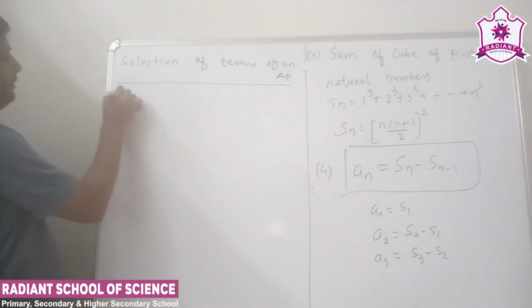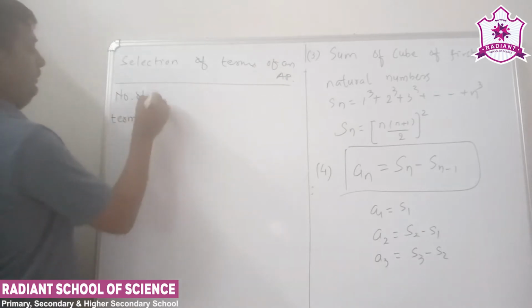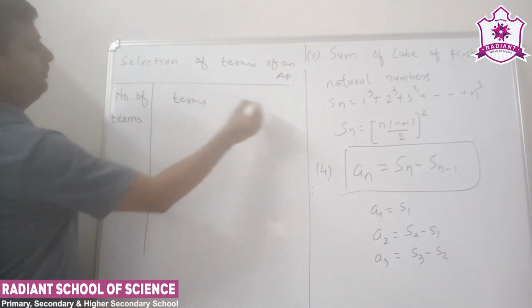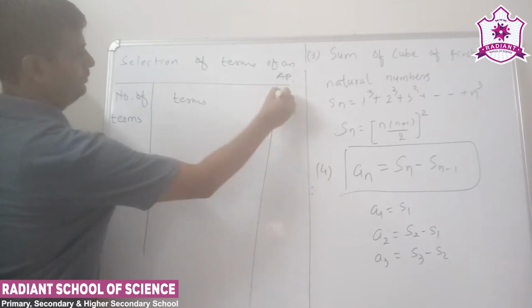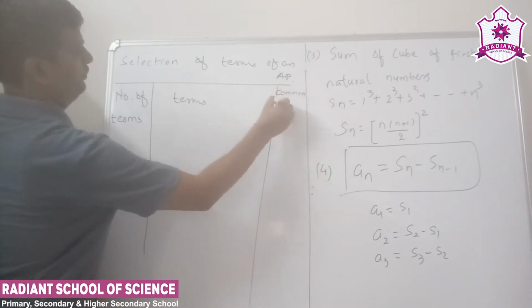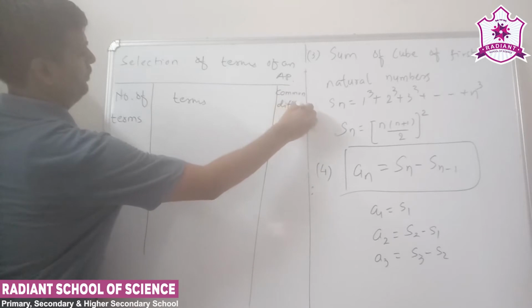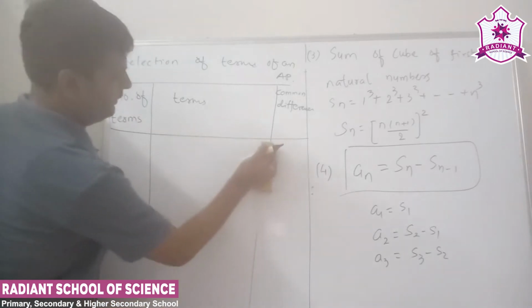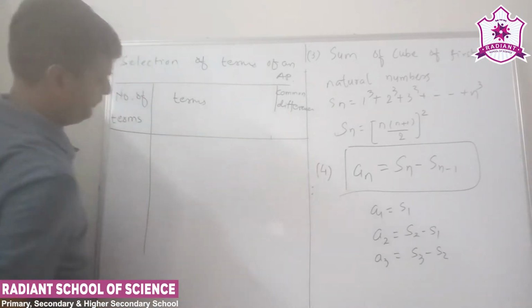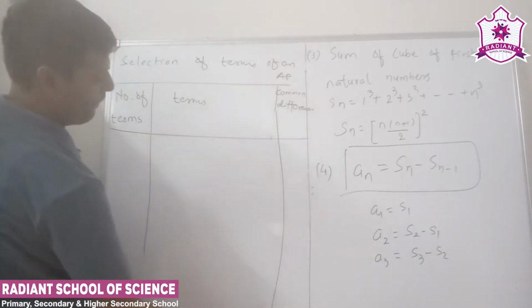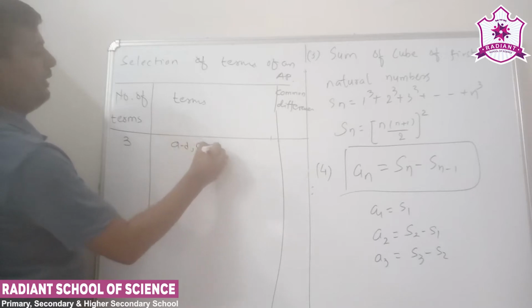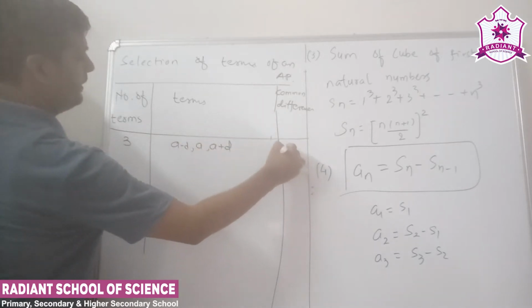तो सबसे पहले पकड़ नंबर ऑफ टर्म्स, फिर टर्म्स एंड लास्ट common difference, right? Last is a common difference. Okay, so here first three terms, so three terms, a minus d, a and a plus d, so difference आएगा d.